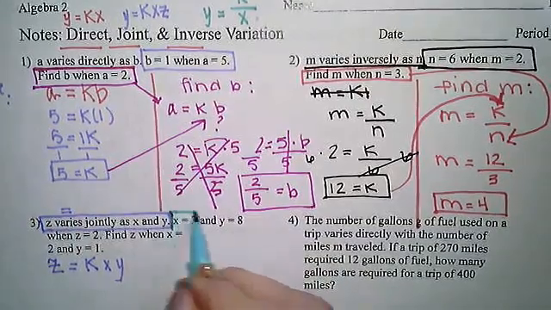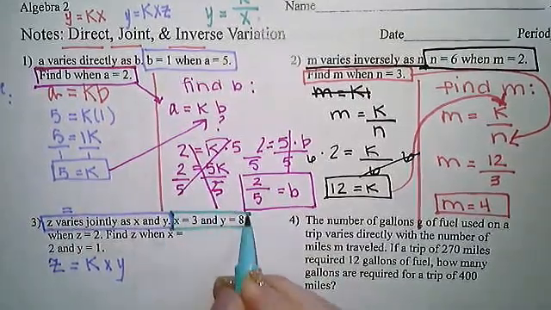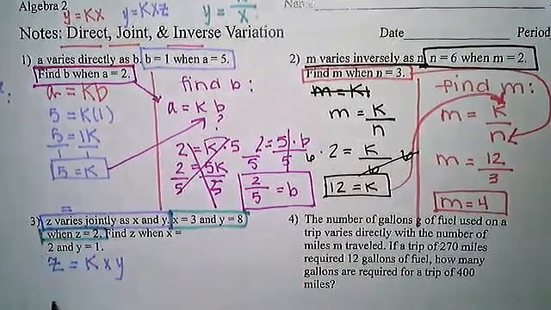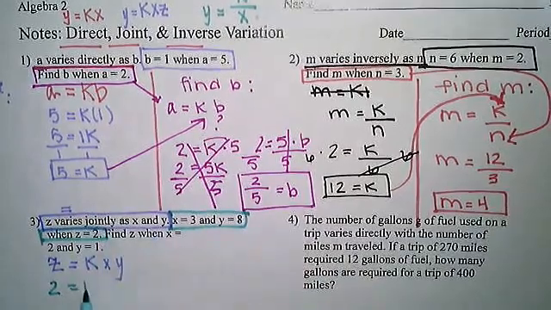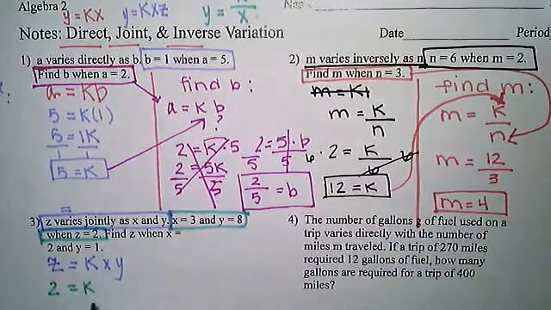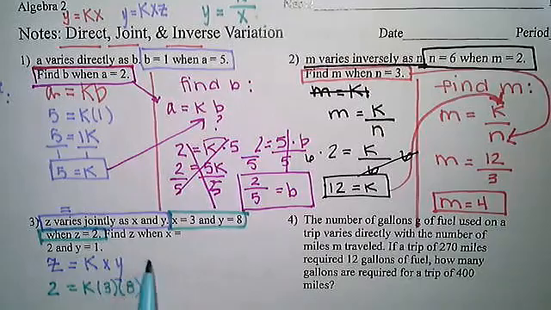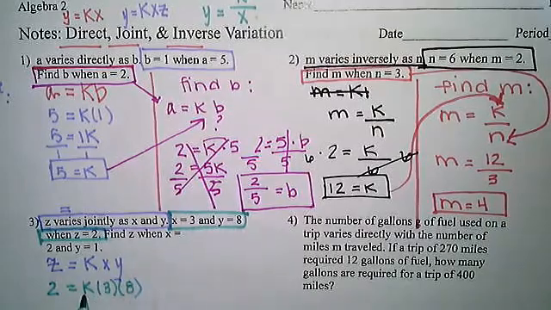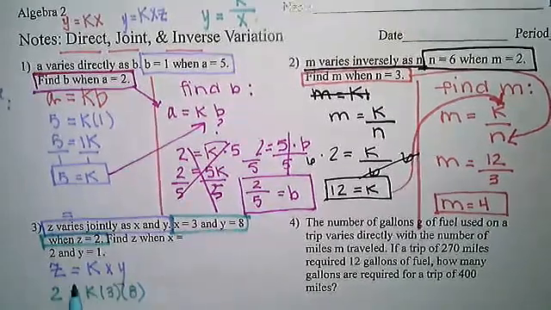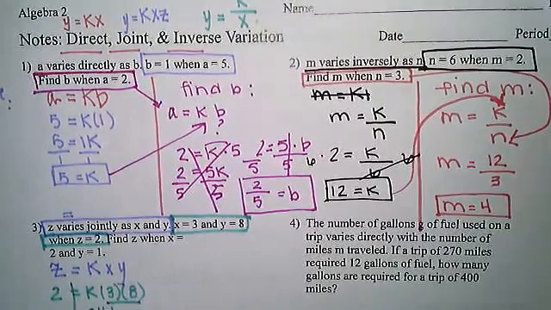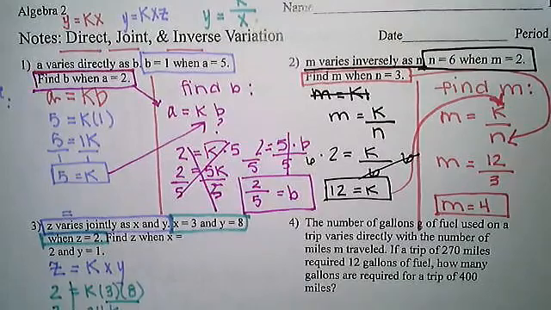Take the first 3 numbers they give you, x equals 3 and y equals 8 when z equals 2. Plug in those numbers wherever their variable is at in parentheses. So we have 3 and 8 for x and y and 2 for z. And to solve for k, we'll go ahead and multiply those two. So we have 24k equals 2.